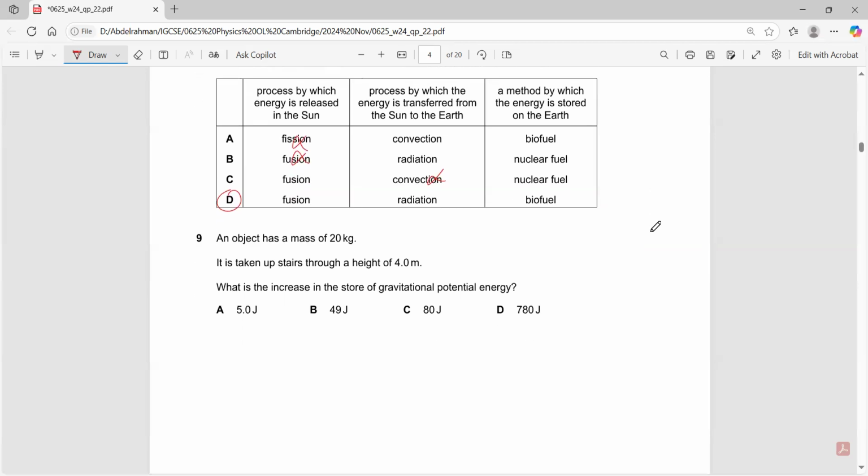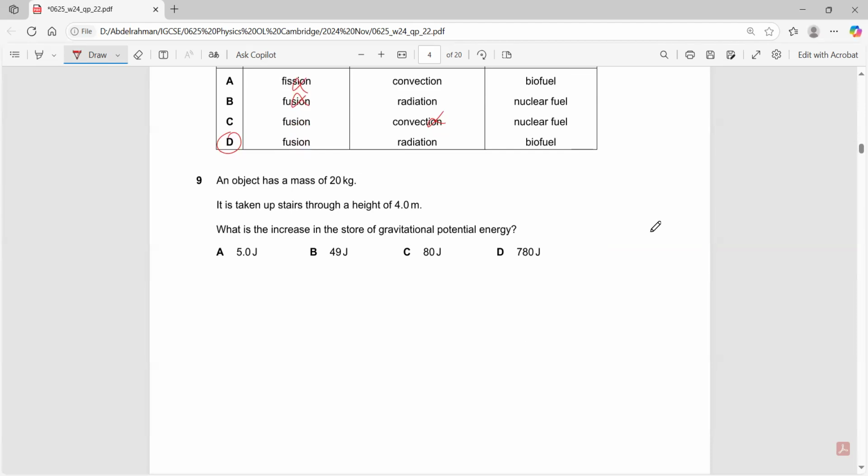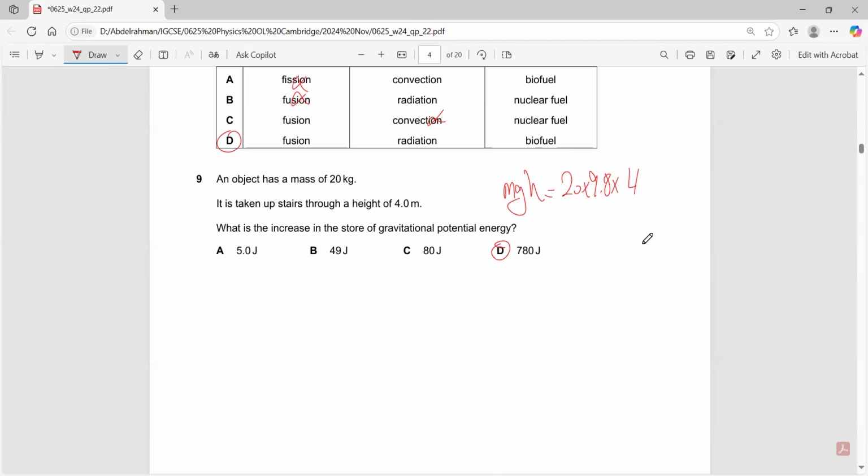An object has a mass of 20 kilograms. It's taken up the stairs through a height of 4 meters. What is the increase in the gravitational potential energy? So mgh: 20 times 9.8 times 4, giving you a total energy of 780 joules.